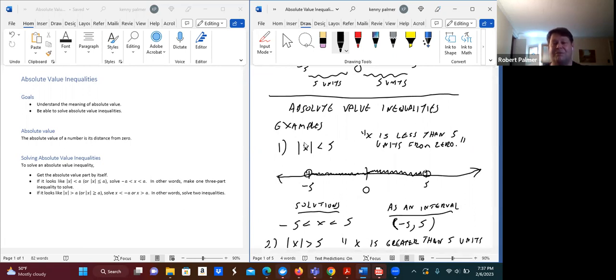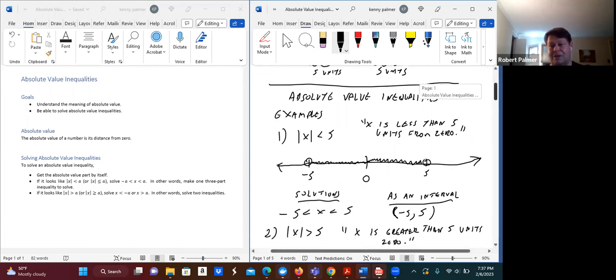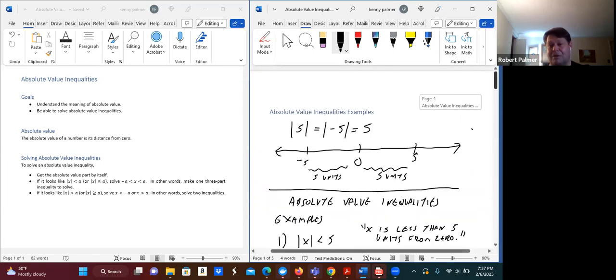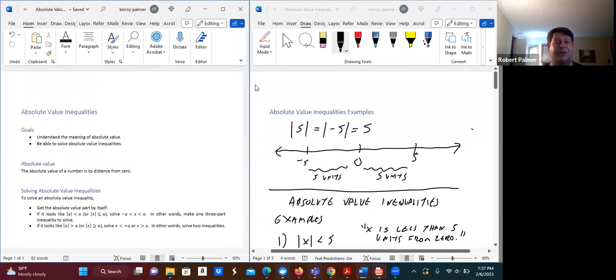One case is where the absolute value of x is less than some number. In that case, you set up a continuous inequality like this. The other general case is where it's greater than some number. We set up these two inequalities like this, and we follow this pattern here. Of course, also get the absolute value part by itself if you need to. And so that is how we solve absolute value inequalities.